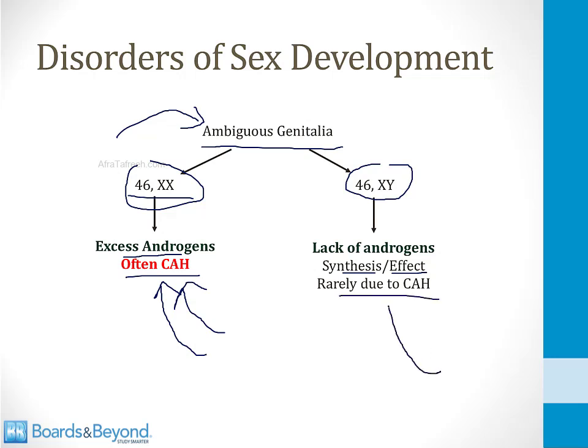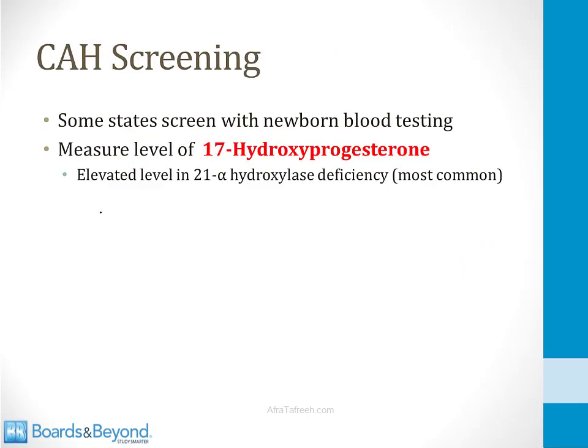This can happen in some of the less common forms of congenital adrenal hyperplasia, but in the video on disorders of sexual development, I talk about a lot of other things that can lead to this problem. So ambiguous genitalia in an XY male is much less likely to be due to adrenal hyperplasia as compared to in a female. Some states screen newborn babies for congenital adrenal hyperplasia.